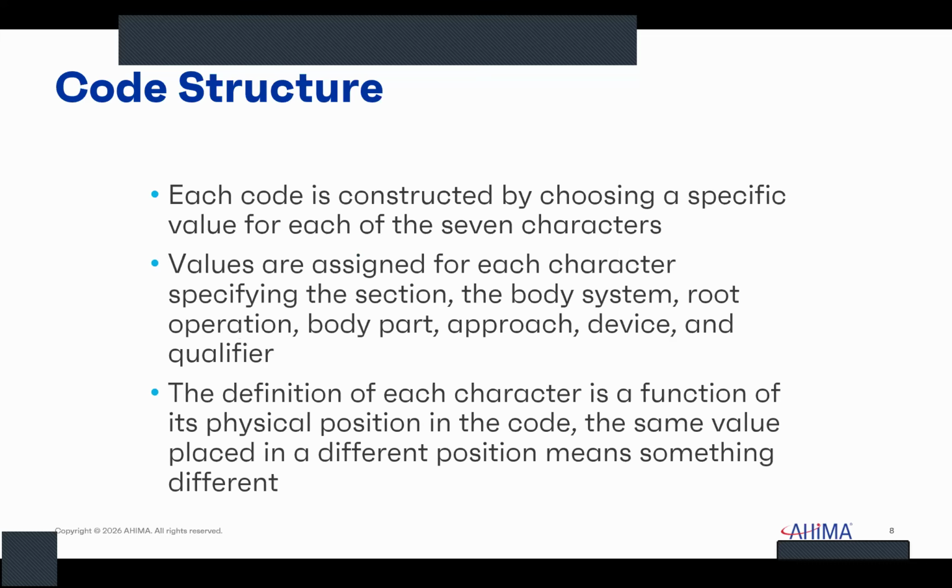And the code structure we've covered, and we have to use a specific value for each of these 7 characters. We talk about the section, the body system, the root operation, the body part, the approach, the device, and the qualifier. And again, this way we can have very specific codes and get down to a very granular level of detail about these.